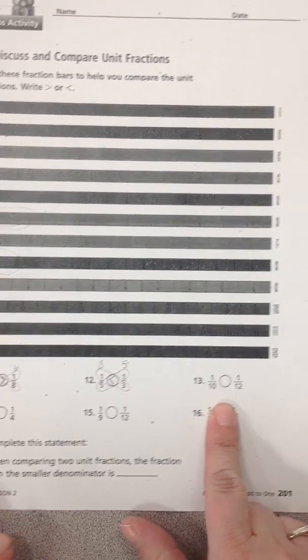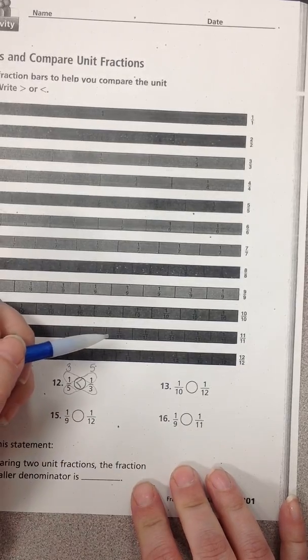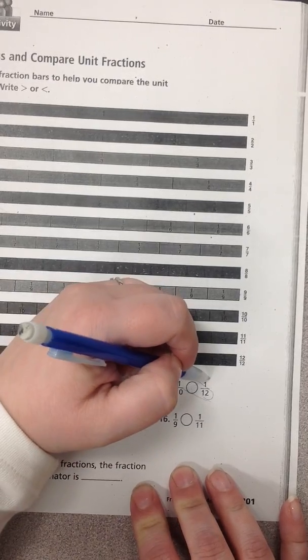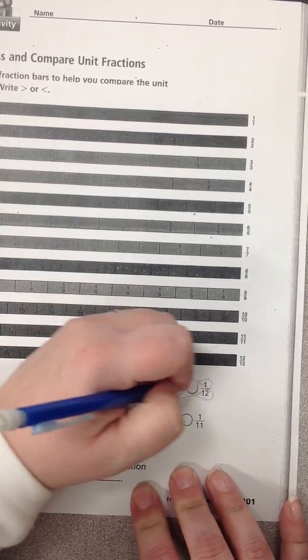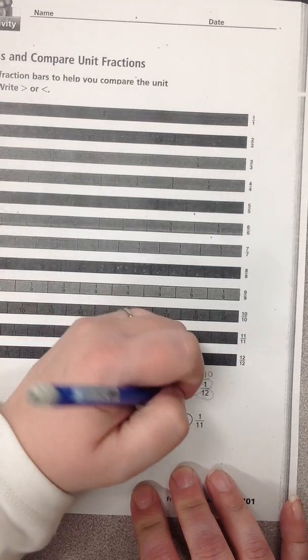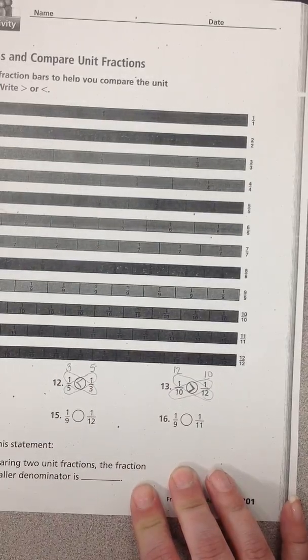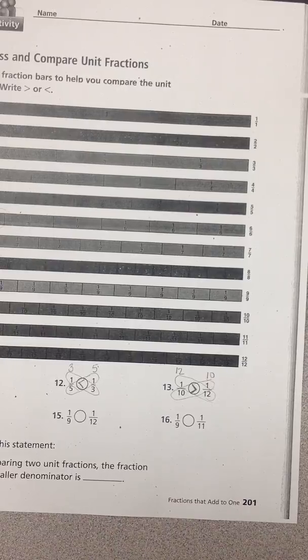Number 13. 1/10 versus 1/12. If I cross multiply, I've got 1 times 12 and 10 times 1. 12 is bigger than 10, so I'm going to eat 1/10. What if it's not always 1 on top? What do I do then? Well, let's look at a couple more problems.